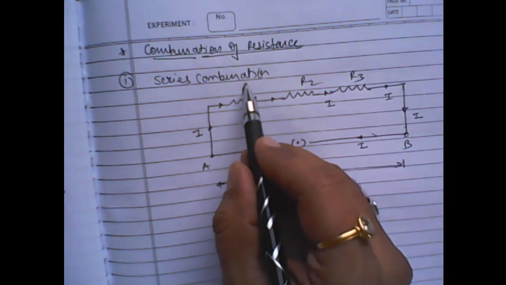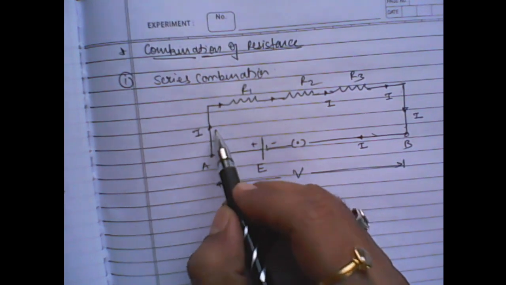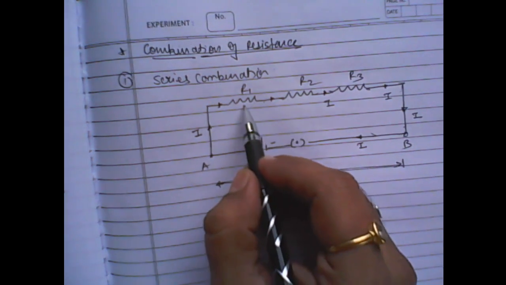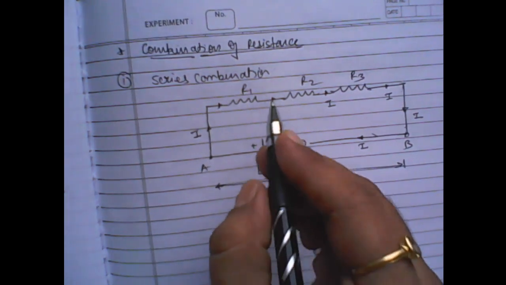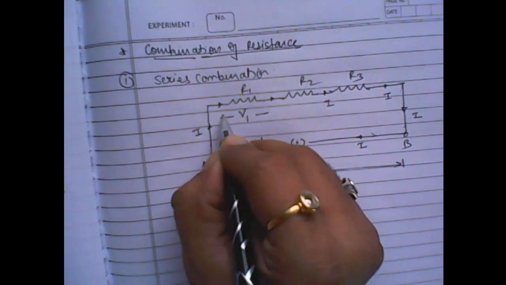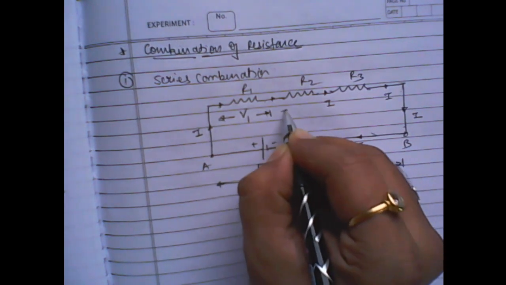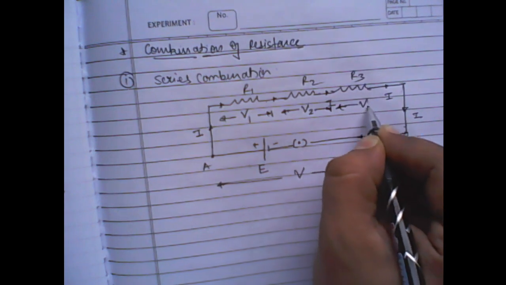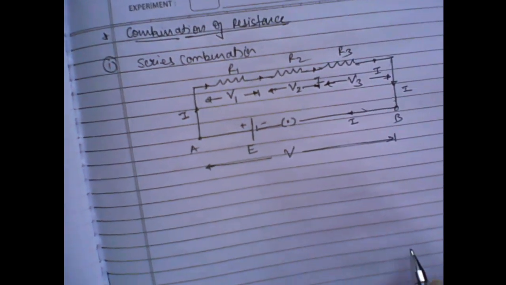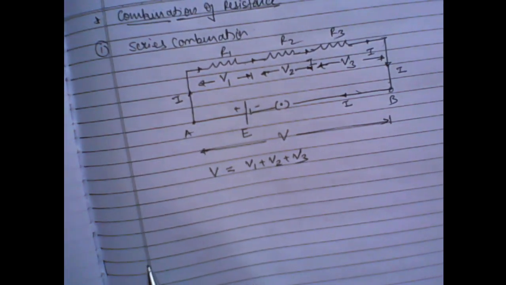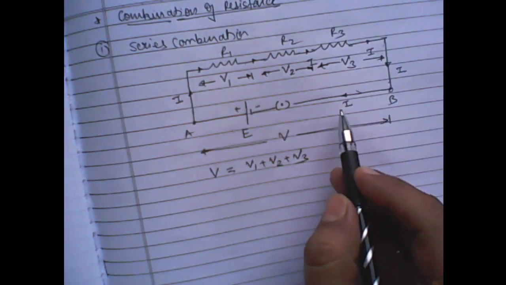So R1 is going to oppose the flow of current I. So the battery E, the electromotive force, will do some work here and will overcome the opposition to maintain the current. The work done or the energy spent is V1 for R1, V2 for R2 and V3 for R3. So ideally we can say that the total V is equal to the sum V1 plus V2 plus V3. Okay, now here the current is going to flow the same.